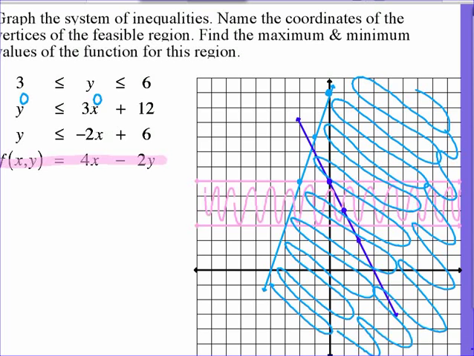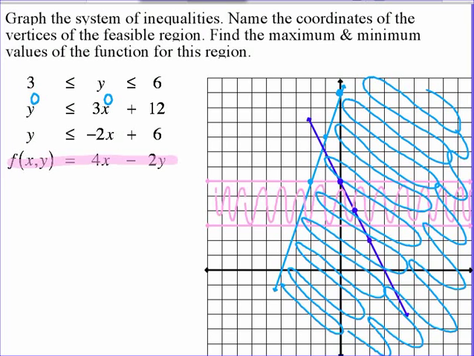Now I need to figure out what side am I going to shade. And so I'm going to plug in the point 0, 0. So if you plug the point in 0, 0, you end up getting 0 is less than 6. Is that a true statement? Yes, so we're going to shade on the side with 0, 0 since that statement is true.